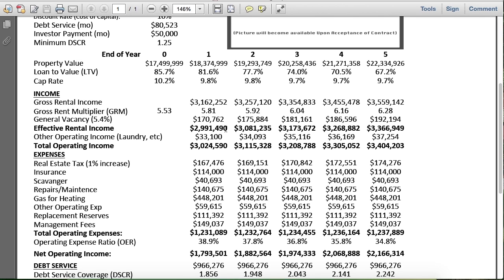For vacancy, like I said, Fannie Mae's average across the country is 5.4, so that's the bare minimal amount that you would ever want to use. For this particular property, the vacancy is actually only 4%, so I am being very conservative by putting in 5.4%. Your effective rental income is your gross minus the vacancy. Then we have our other operating income. This could be laundry or garage rentals, anything that you're going to do to make more money from the property. And then this gives you your total operating income.